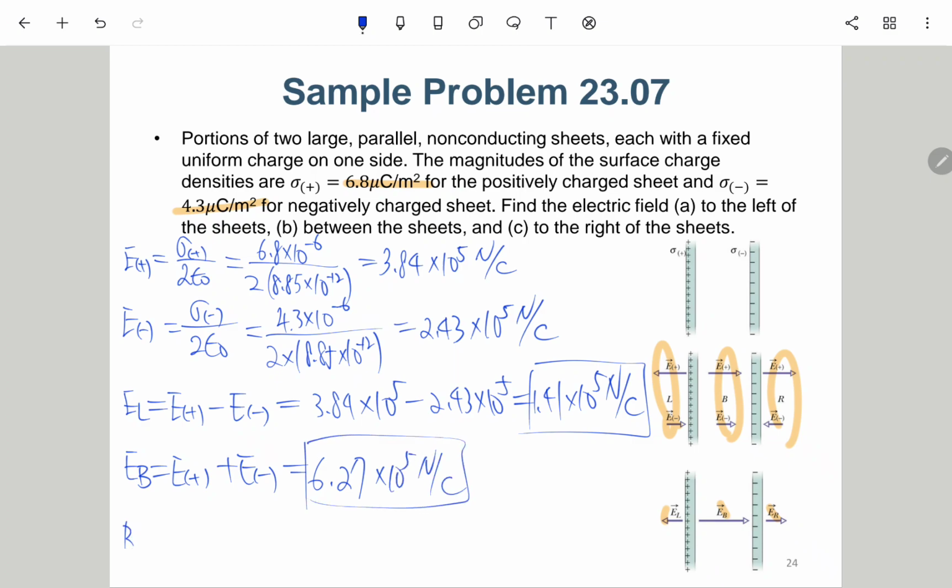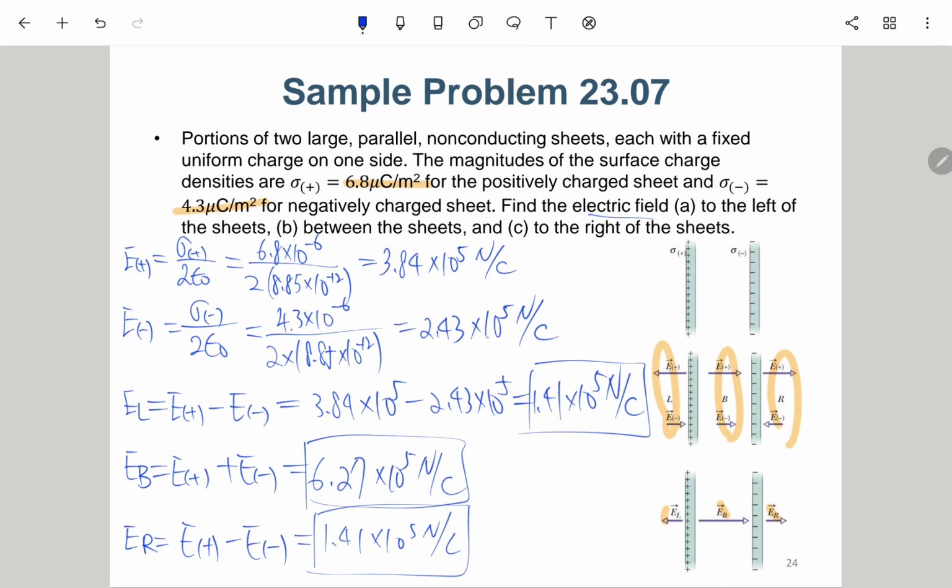And then for EL, it will still be E plus minus E minus. Okay, so it will be 1.41 times 10 to the 5th power Newton per Coulomb. And we should also consider the direction, because the E field is a vector, so you need to answer the magnitude as well as the direction.